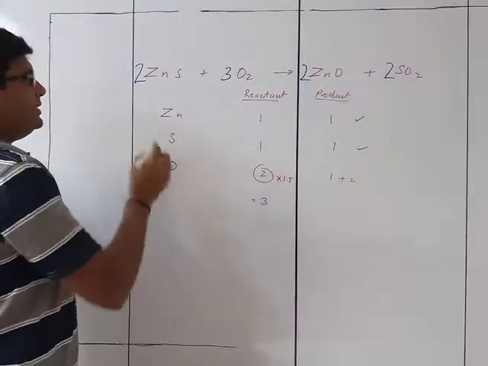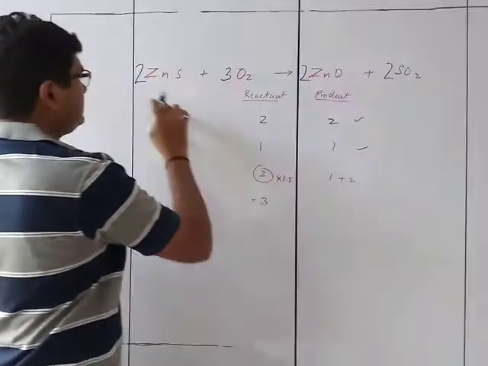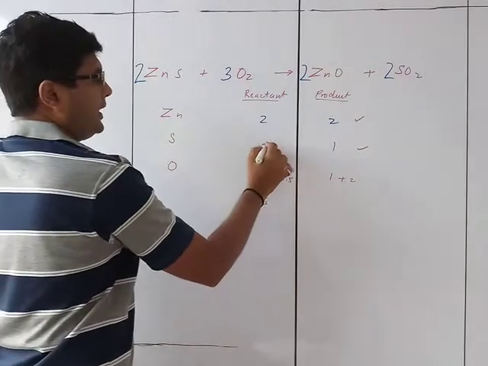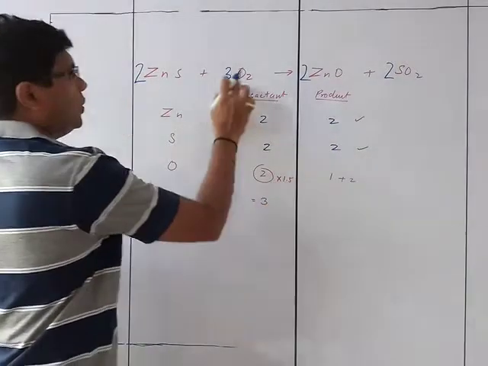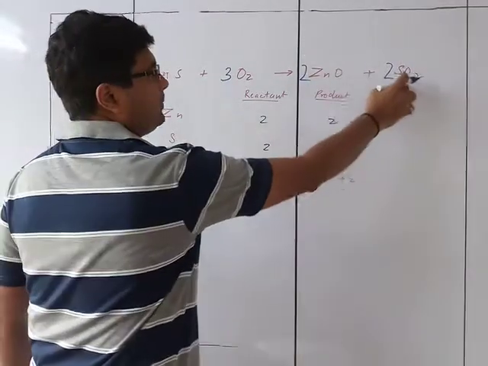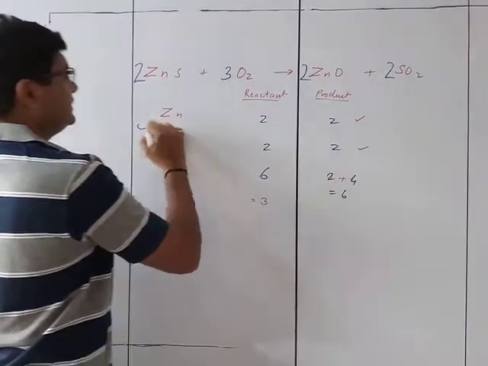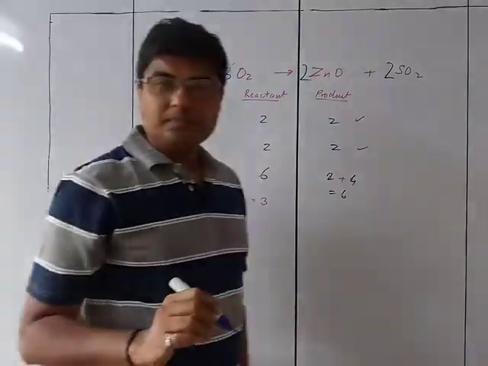Now we can check it again. Zn is 2 over here and 2 over here. S is 2 over here and 2 over here. O is 6 over here, so this is 6 over here and here it is 2 plus 4. So 2 plus 4 is equal to 6. So hence this equation is balanced.